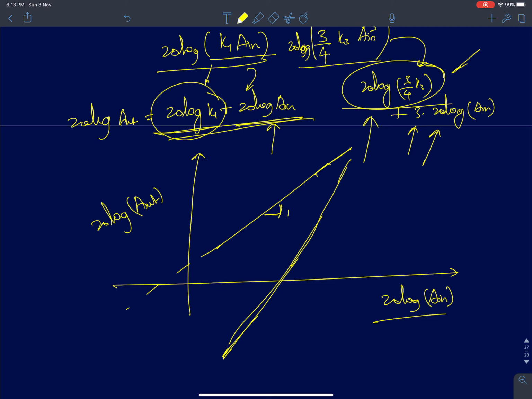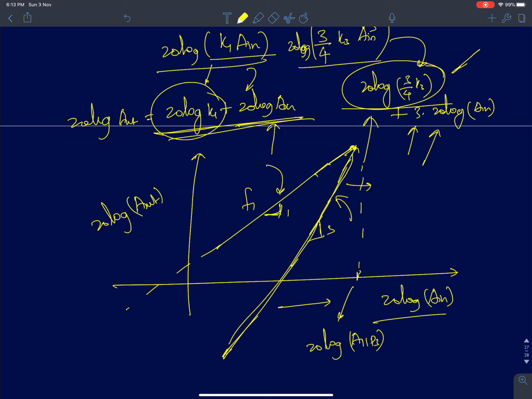Okay. So they both will meet at a point, and this will have a slope of 3. The point where they meet will be your 20 log of AIIP3. When the amplitude of the signal increases, this is your third harmonic power. I am showing here that as you increase your A in, it starts growing. The first one is your main signal power, which is energy at frequency F1.